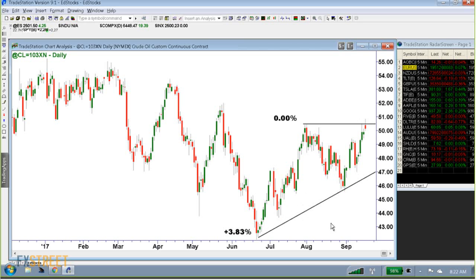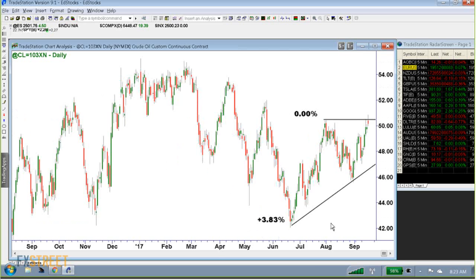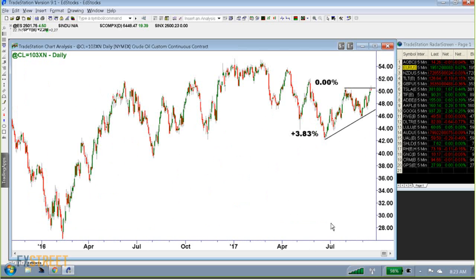It seems to have the look of an ascending triangle here. I'd say we could fall back to 47 for sure, like based on this. But it could go higher. I mean, longer term, this has been flat.